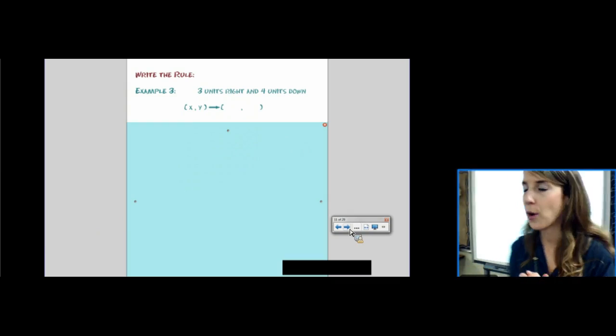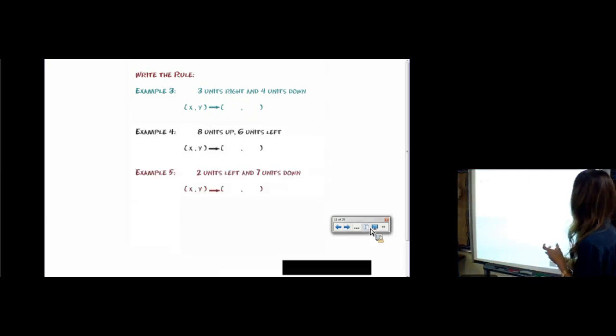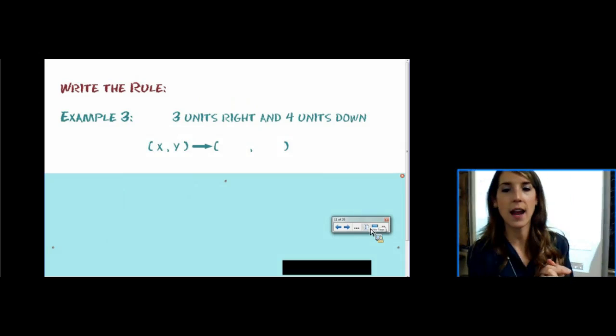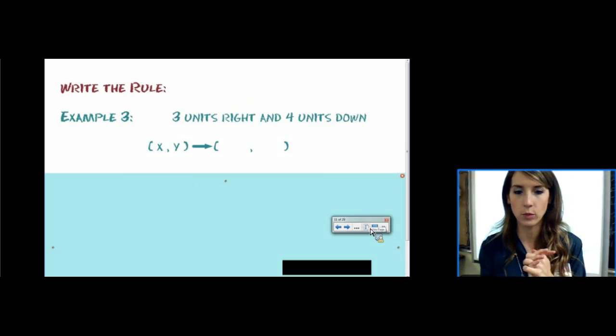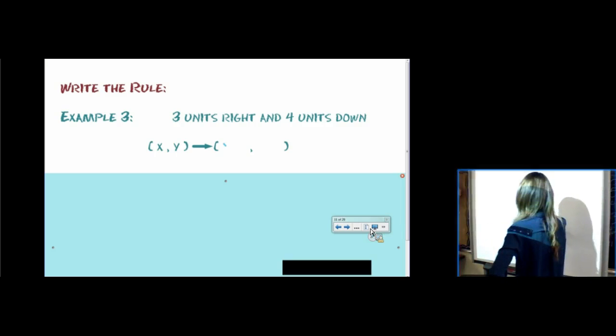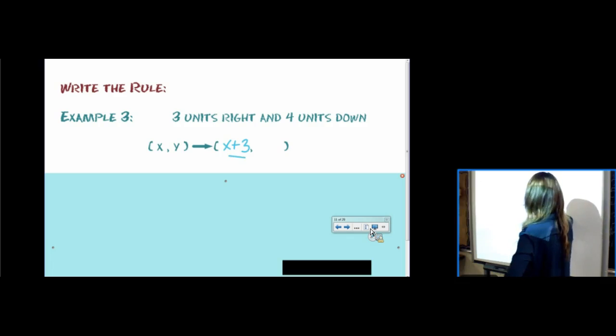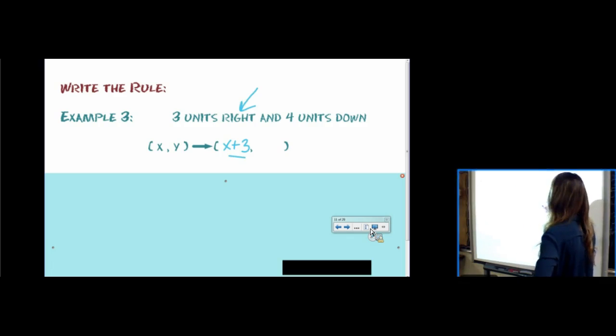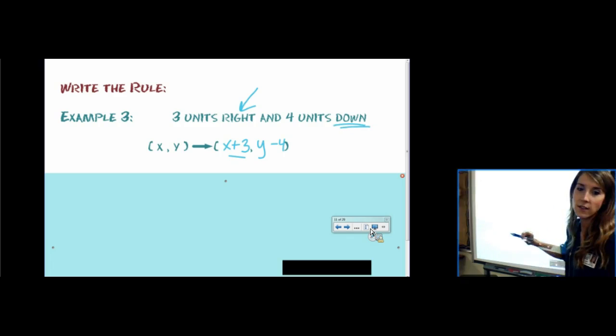All right, let's practice writing the rule. We went 3 to the right and 4 down. What is the rule? Very nice. So the rule becomes x plus 3. How did we know it was plus? Because we're going to the right. And y minus 4 because of this word right here.